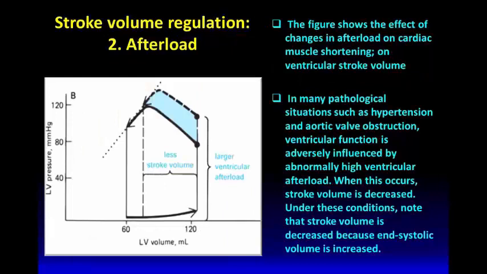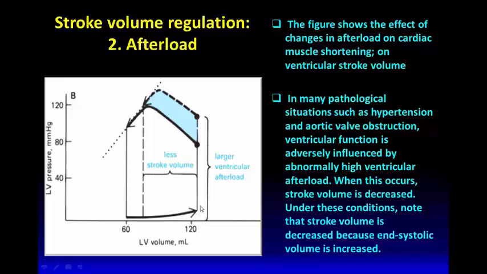Let's again describe the effects of afterload on stroke volume using the left ventricular volume pressure loop. So this is again the end systolic volume. The left ventricle gets filled with blood during diastole, up to 130 to 135 milliliters of blood. So end diastolic volume hasn't increased. Preload is stable, it hasn't increased.